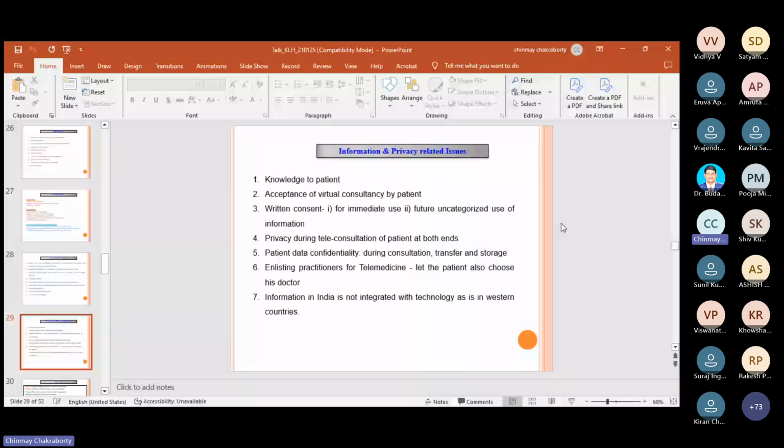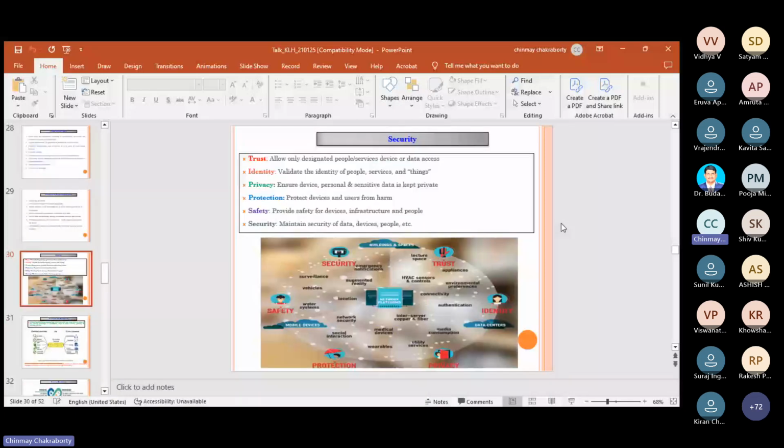Next, security in general has a few portions. Security means trust is the important issue. Trust means we need to set up trustworthiness. It allows only designated people, services, and devices, from the data access point of view. Another one is identity issues. Identity means validating the identity of people, services, and things, and privacy ensures device, personal, and sensitive data is kept private.